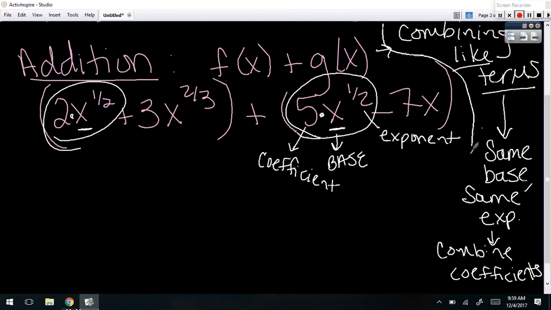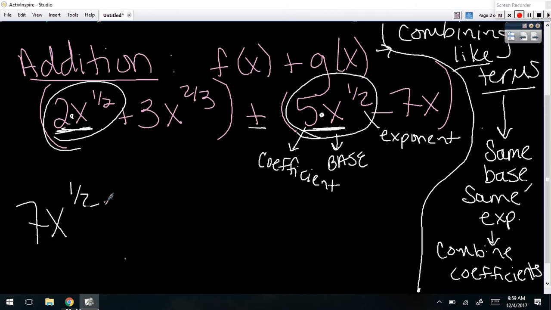All right, so this is important. Because I'm adding, it's 2x to the 1/2 plus 5x to the 1/2, which is 7x to the 1/2.